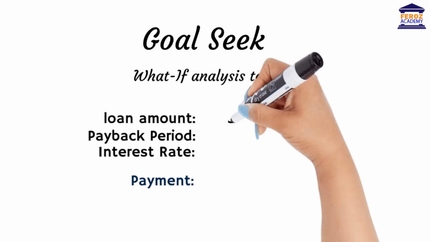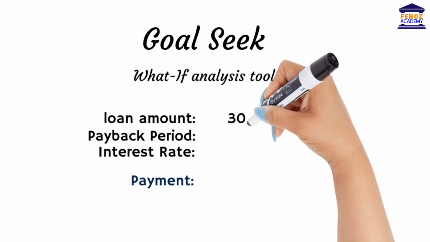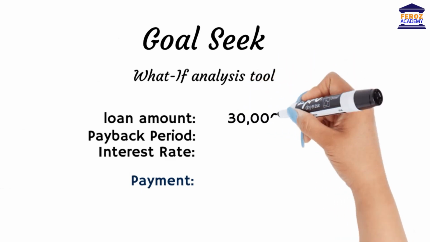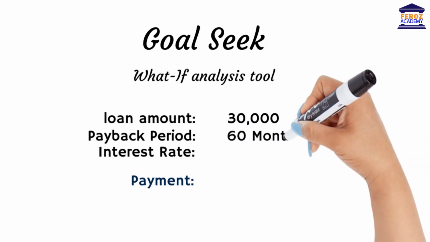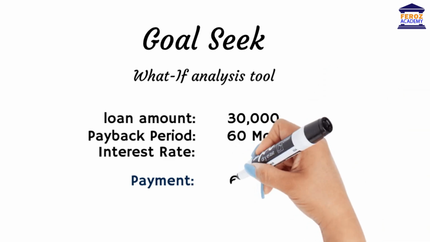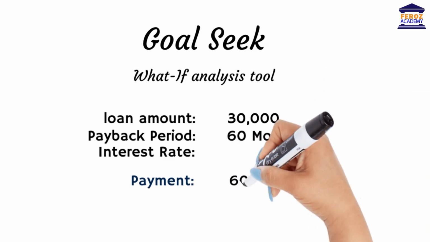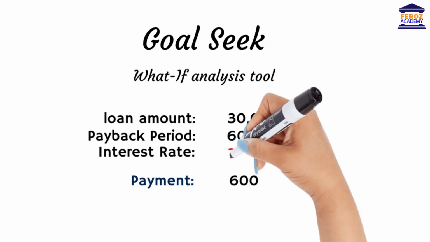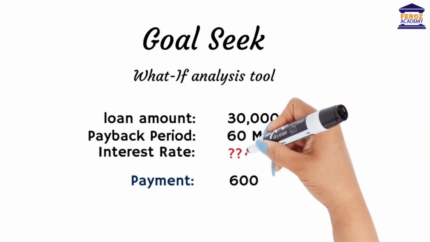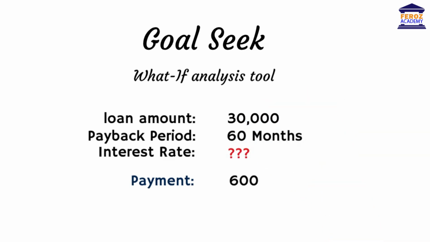Suppose you need to borrow some money and you know how much money you want to borrow. You also know how long you want to take to pay off the loan and how much you can afford to pay each month. The input that you don't know in this case is the interest rate. You can use Goal Seek to determine what interest rate you will need to secure in order to meet your loan goal.